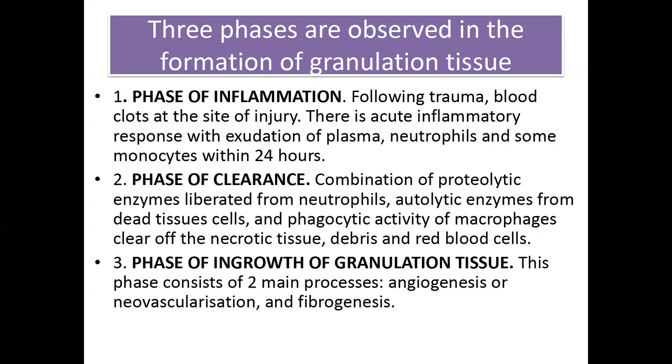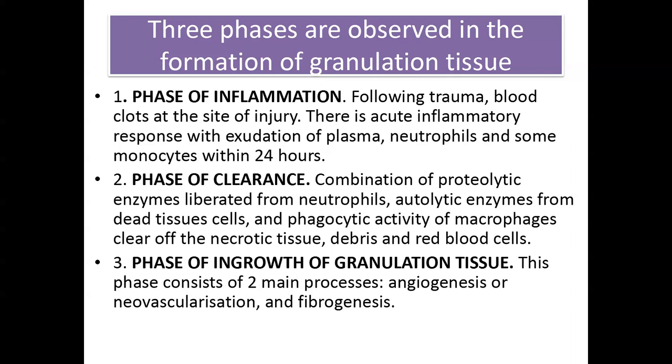So we can recognize three phases of granulation tissue formation. The first phase is the formation of an acute inflammatory response. Following trauma, blood clots are seen at the site of injury. We see exudation of plasma, neutrophils, and some monocytes within 24 hours. Then the next phase, clearance: a combination of proteolytic enzymes liberated from neutrophils, autolytic enzymes from dead tissue cells, and phagocytic activity of macrophages clear off the necrotic tissue, debris, and red blood cells.